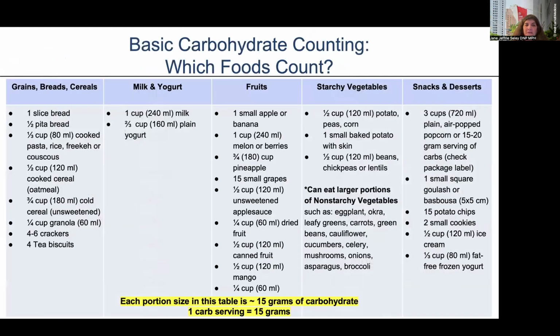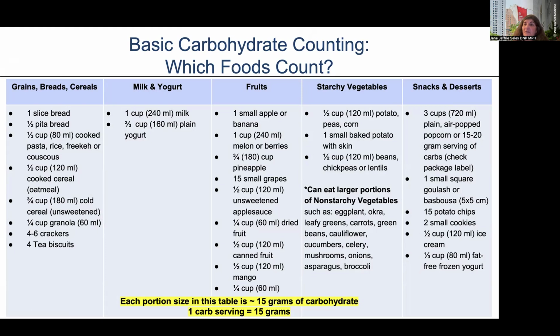So here's a great list of many foods with the portion sizes. Each portion size is 1 carb serving. This is a good way to compare one food to another and make good decisions on which one you might want to have. For example, 1 slice of bread has about the same amount of carbohydrates as half a piece of pita. So if you eat a whole pita, you already had 2 carb servings.